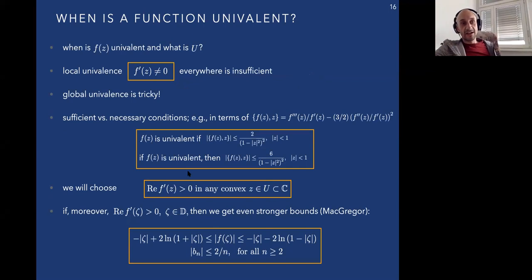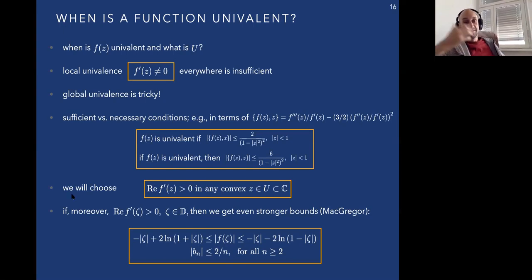There's an easy way to define local univalence. A function is locally univalent if it's invertible at a point. By the implicit function theorem and so on, you can see that local univalence at every point is ensured if the derivative of f is not equal to 0. But it's not sufficient for global univalence. Proving global univalence in the whole region is very tricky, and this has been the main obstacle to making generic statements about the kind of thing that I'm going to talk to you about.